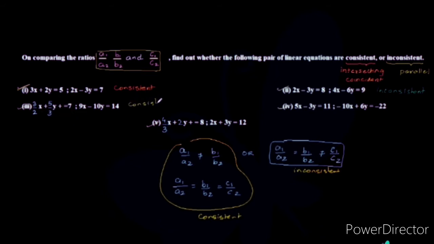Similarly, let me now speed up a bit and look for the fourth one here. We have 5 upon negative 10. That's A1 upon A2. B1 upon B2 is negative 3 upon 6. C1 upon C2 is 11 upon negative 22. Okay, that would become negative half. That again negative half. And this is again negative half. So guys, we have all the three ratios equal.